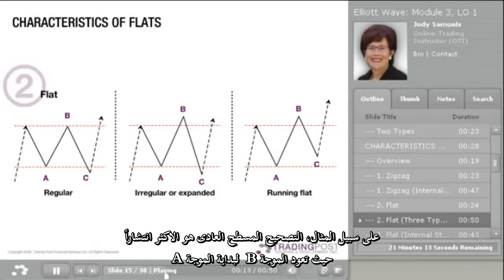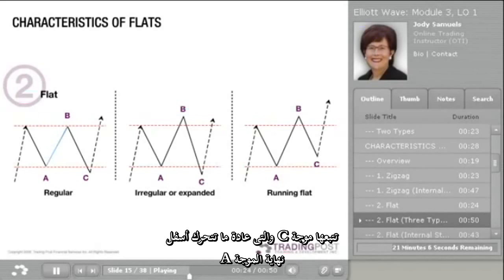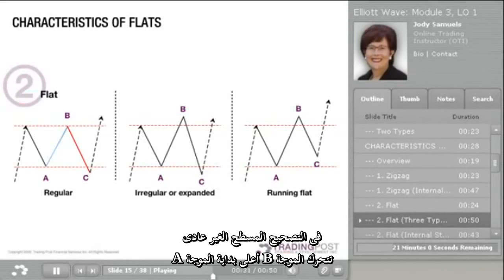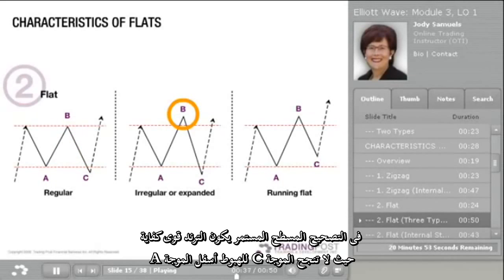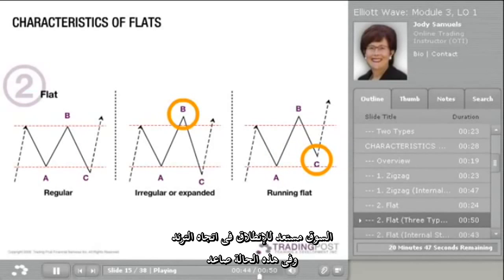For example, the regular flat is the most common, with B traveling back to the start of A, followed by the C wave, which usually comes slightly below the end of wave A. In an irregular or expanded flat, B always travels above the start of wave A. In a running flat, the trend is so strong that C doesn't make it below the end of wave A. The market is too ready to take off in the direction of the trend, which in this case is up.